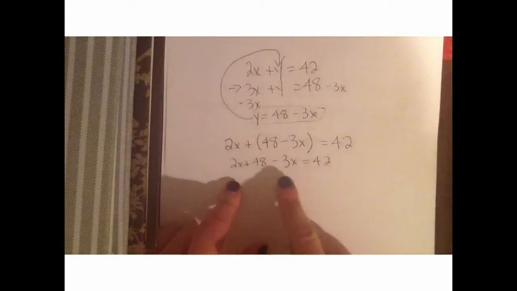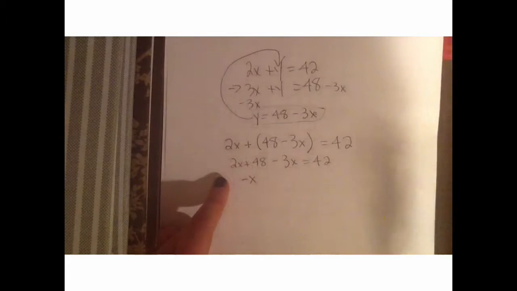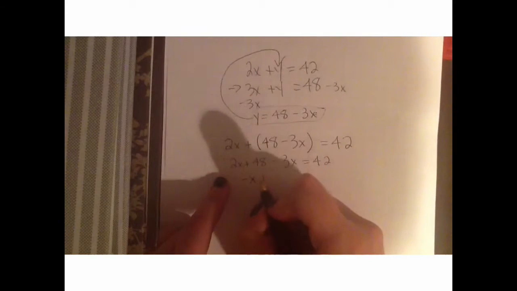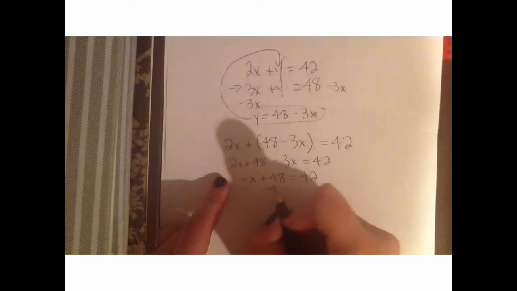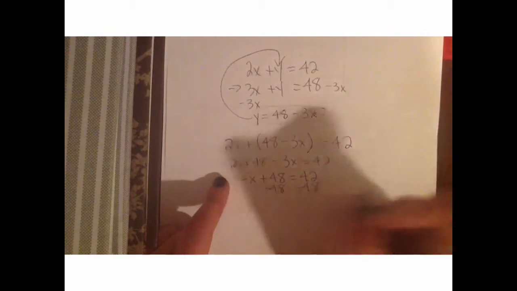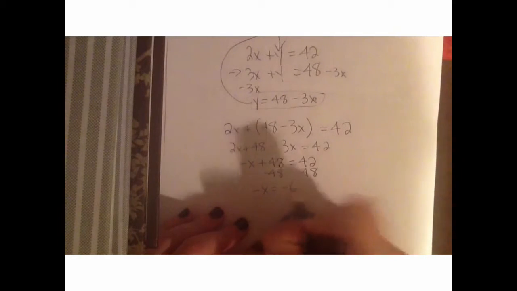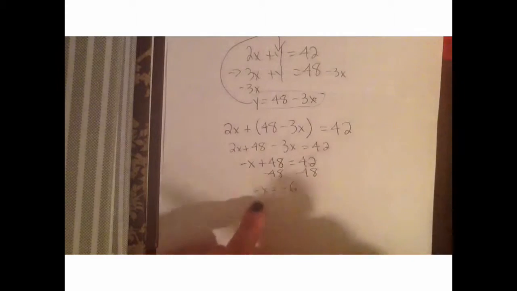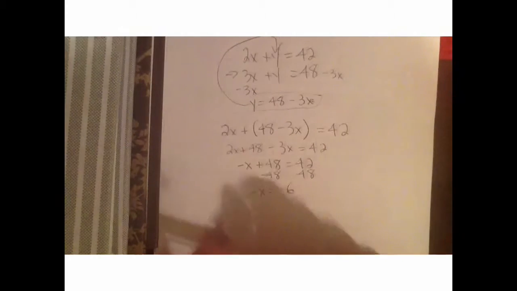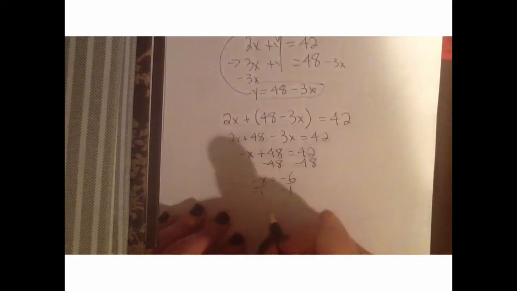I have like terms here, 2x and negative 3x. I can combine those to make negative x, or negative 1x. I haven't used my 48, so I'm going to bring that down. If I subtract 48 from both sides, this should be simple. I'm going to be left with negative x equals negative 6. 42 minus 48 is negative 6. Now, I'm not done because I have this pesky negative here. So I need to divide by negative 1 on both sides. If I do that, I'm left with x equals 6.